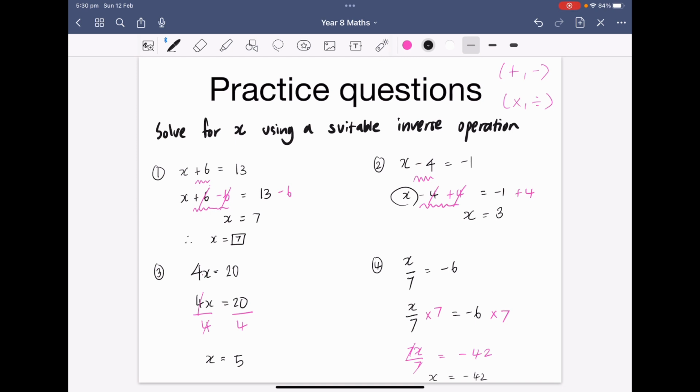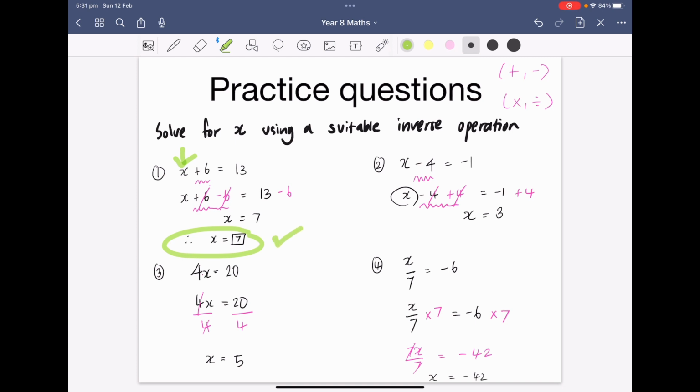Now, how do I know if these are true? Well, you can take your value of x and just substitute into the equation. In number 1, we said x was equal to 7. Does 7 plus 6 give you 13? Yes, so I know this is correct.